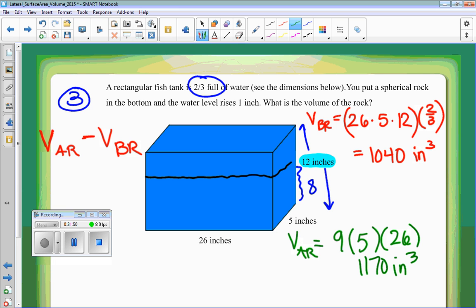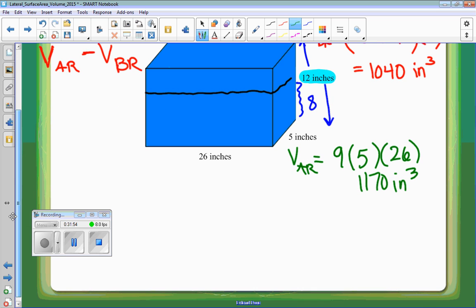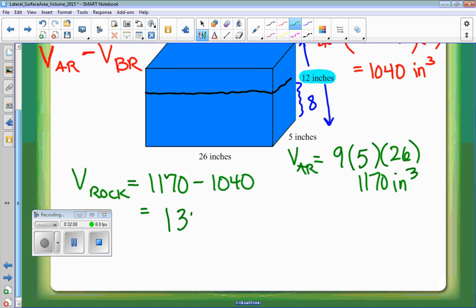So what do I need to do to find the volume of the rock? Subtract them. Very good. So the volume of the rock is simply 1,170 minus 1,040. How'd you get 130 cubic inches? That would be the difference in the volumes.